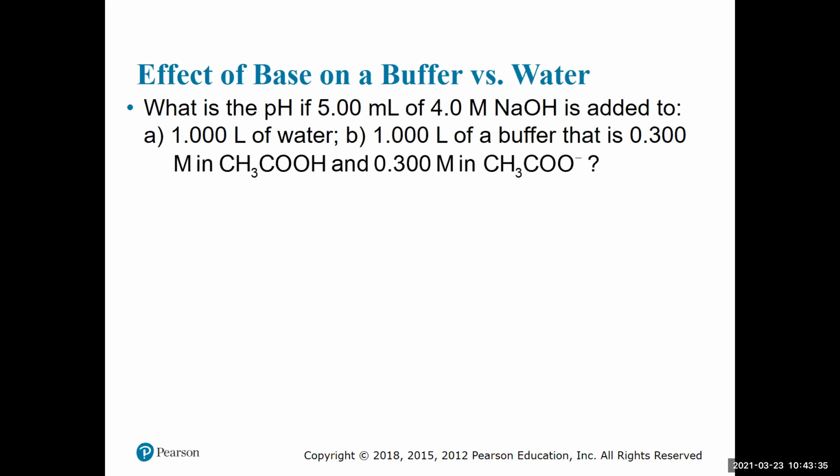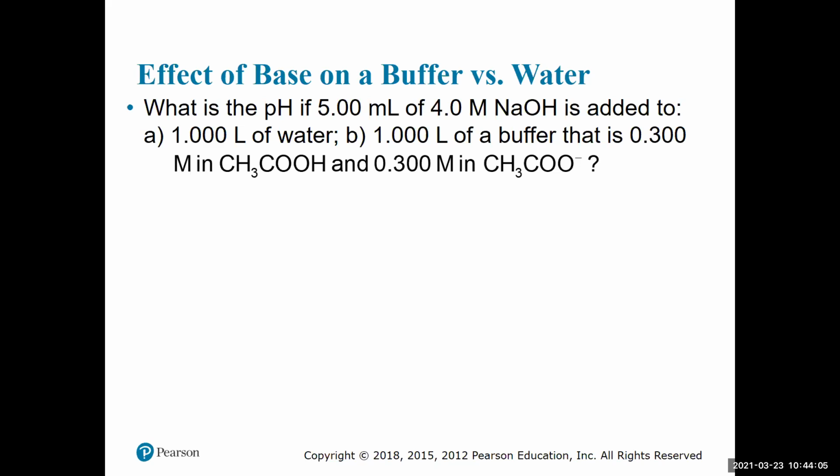So let's get a feel for what the effect of a buffer is. Because when we talk about having a buffer and adding acid or base to it, we don't get much change. But what would happen if we didn't have that buffer there? This will give you a feel for why buffers are so important. So in this case, we're going to look at adding a strong base to a buffer and adding a strong base to water. So let's look at the water example first.